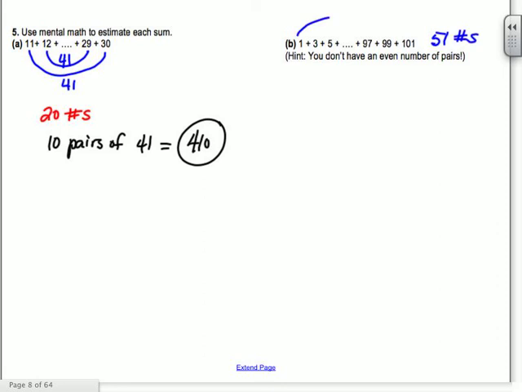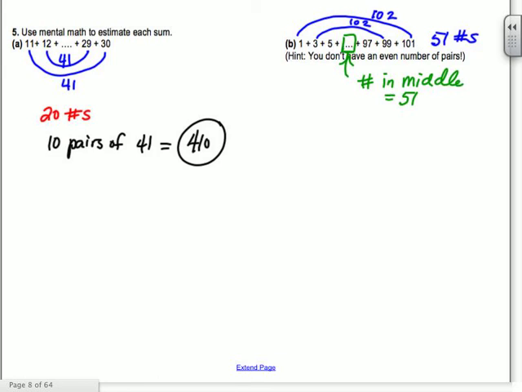Okay, here's an easy way to think of what you have. 1 and 101 make 102, right? These also make 102. What's the number in the very middle that doesn't have a pair? 51, because in order to make 102, it needs itself, right? 51 plus 51 makes 102. So it's the only one that doesn't have a pair. So the number in the middle is 51.